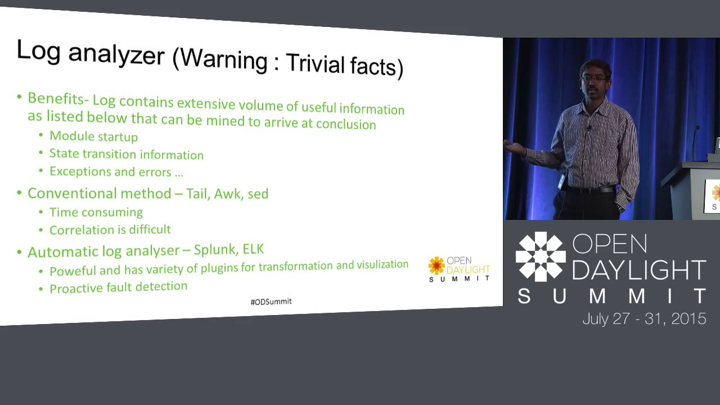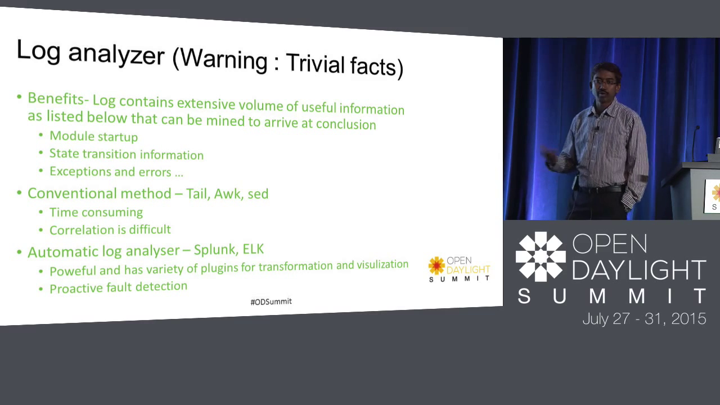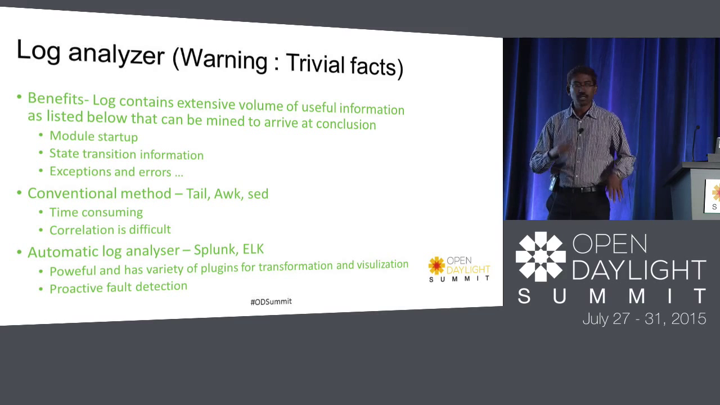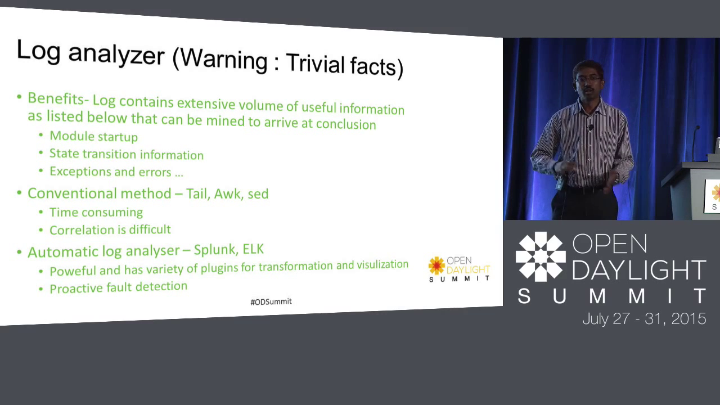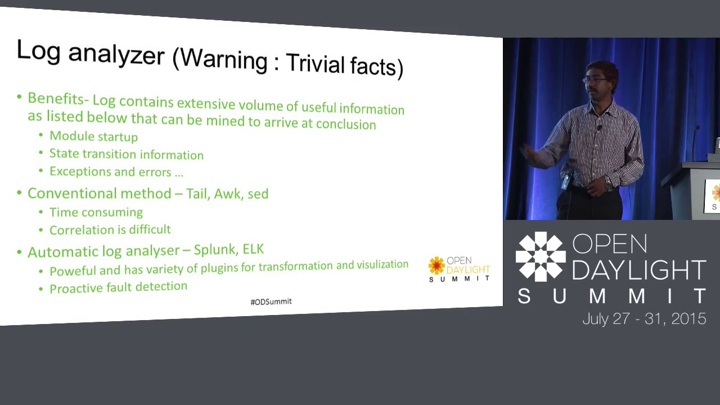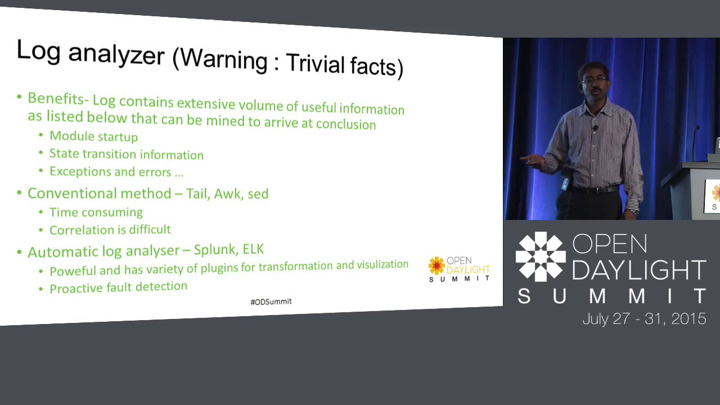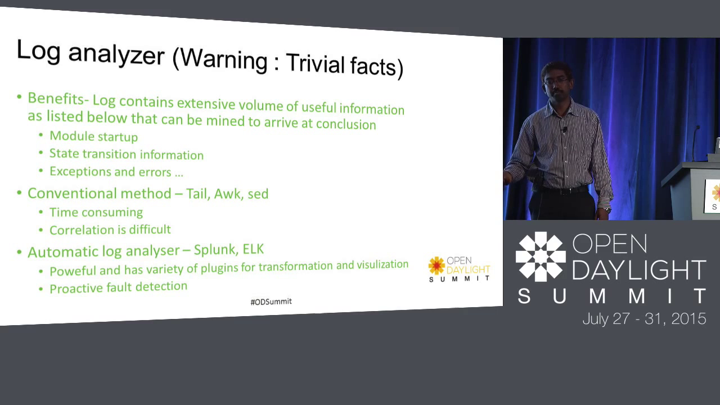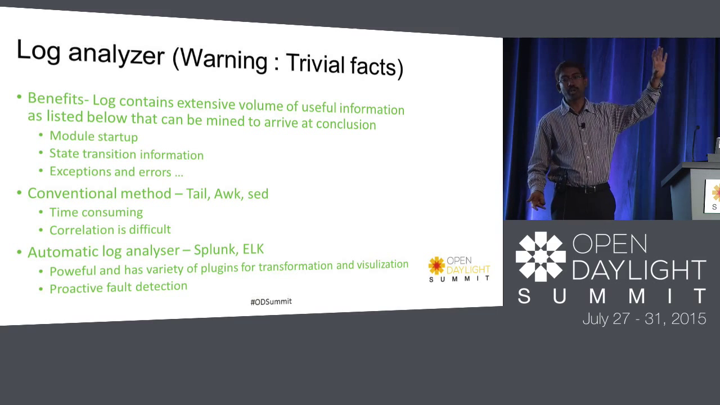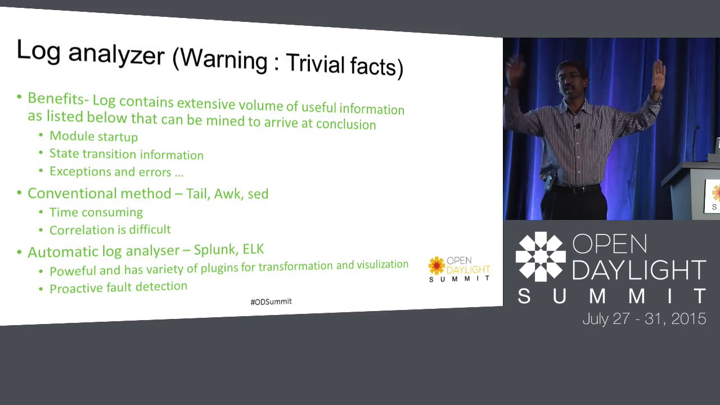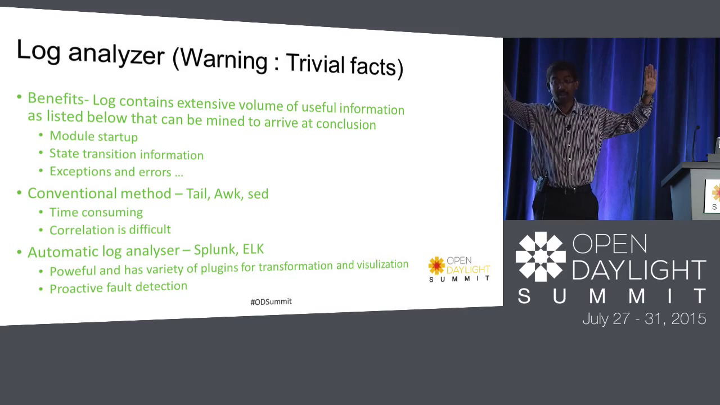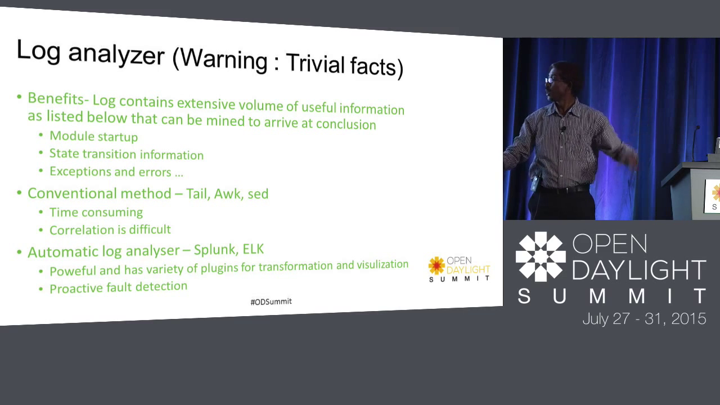So what's the conventional method? The conventional method is that we basically use tail, awk, sed, a mix of these tools. If you look at any of the network admin or DevOps guys, before Chef or Puppet came in, they would have a bunch of these tools to debug. But as I said, it's time consuming. And the other problem is that correlation is difficult. Why is correlation difficult? I need to have one window for my OpenDaylight, another window for my OVS, and if I have OpenStack, another window for OpenStack.